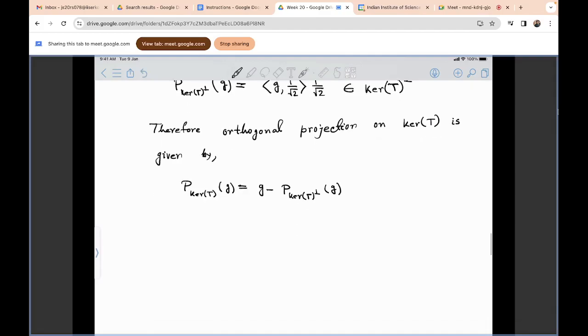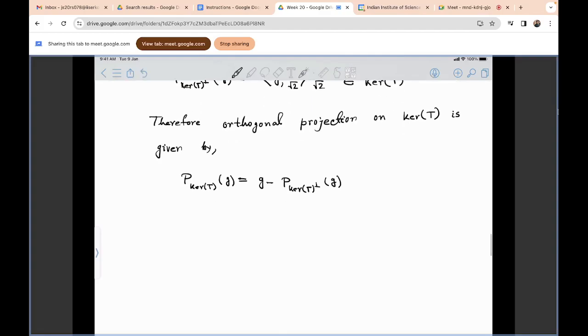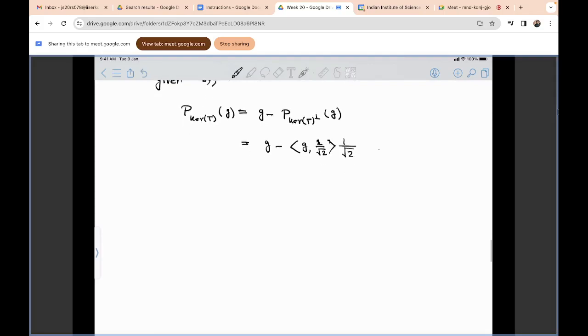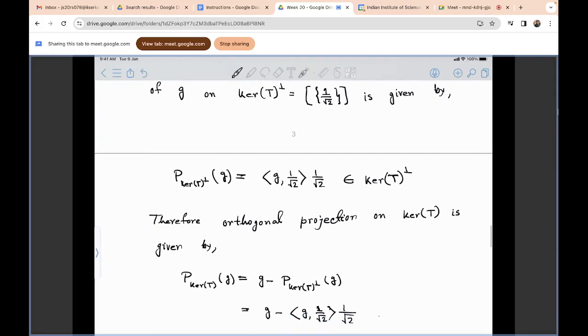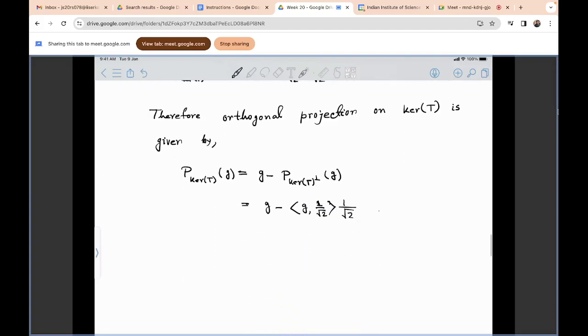If the projection on the perpendicular part is given by this, then the orthogonal projection on kernel T is given by G minus the projection on the perpendicular part. So G minus this. Now we have found the orthogonal projection for any vector G in L2 onto the kernel T, or M.